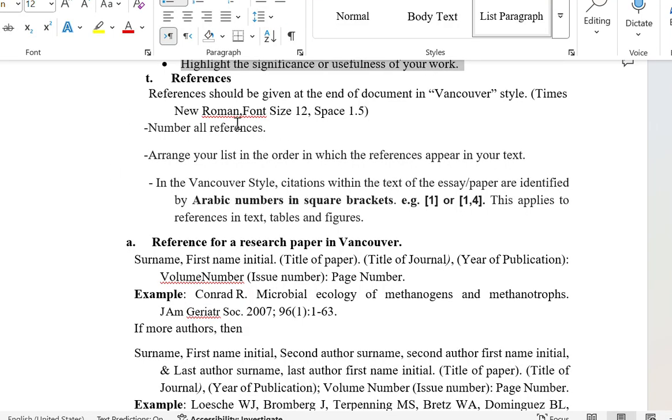Then comes your references. References should be given at the end in the Vancouver style.